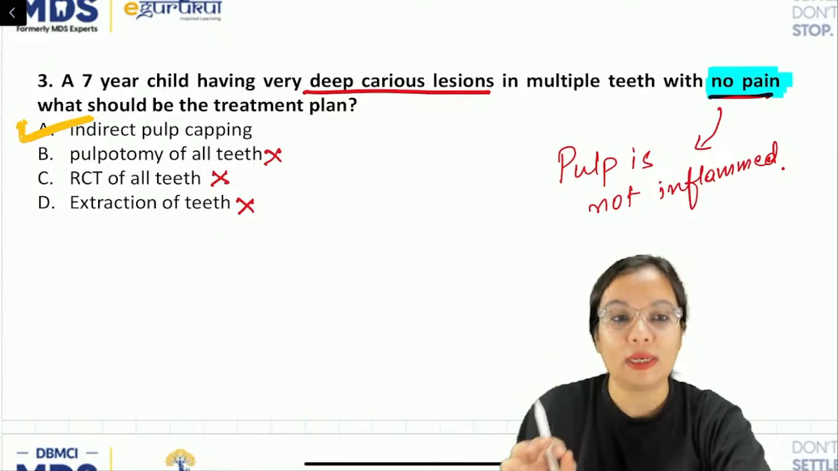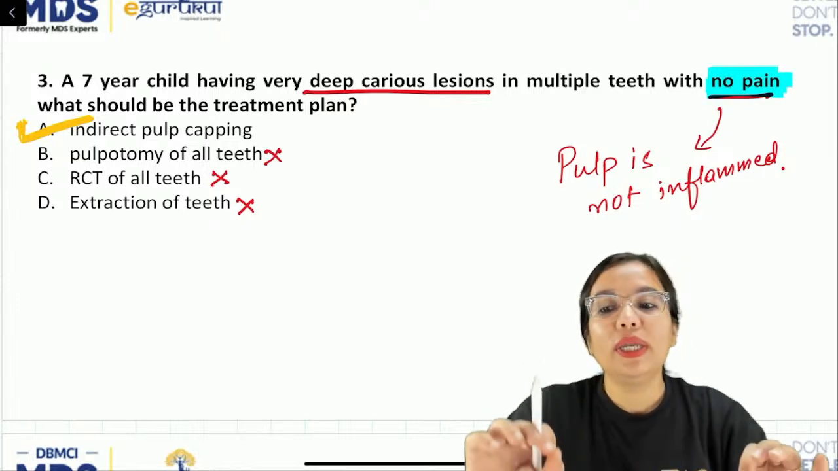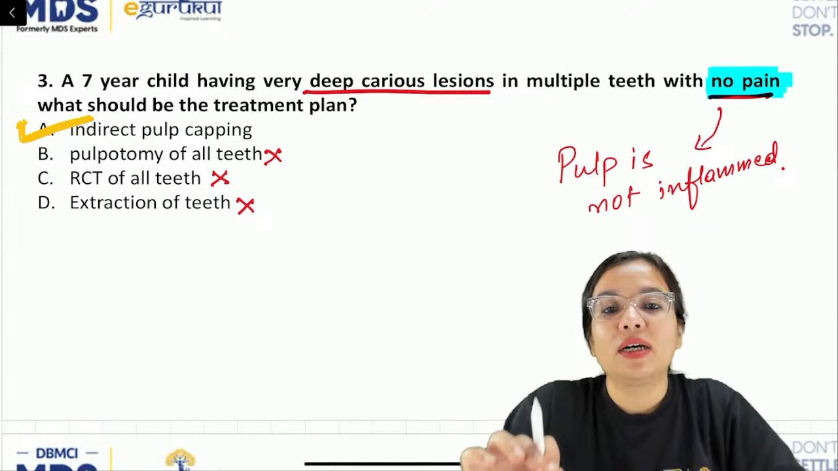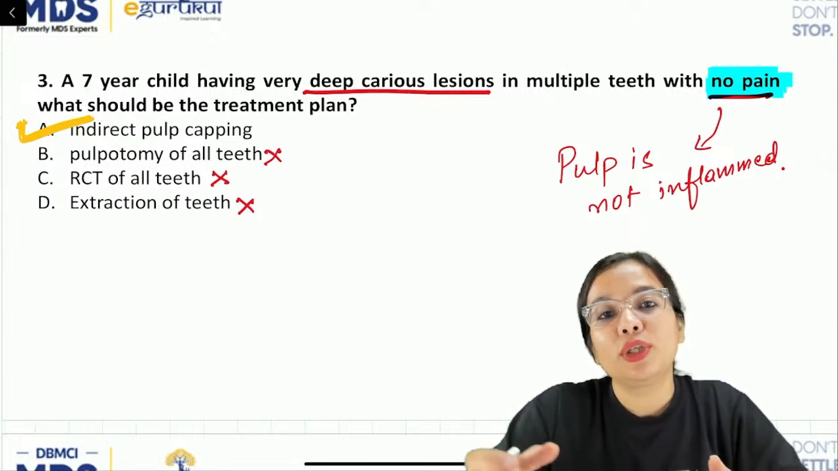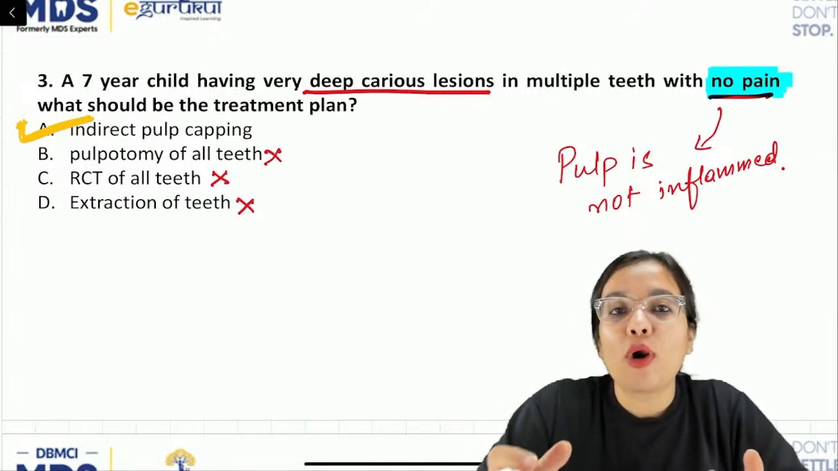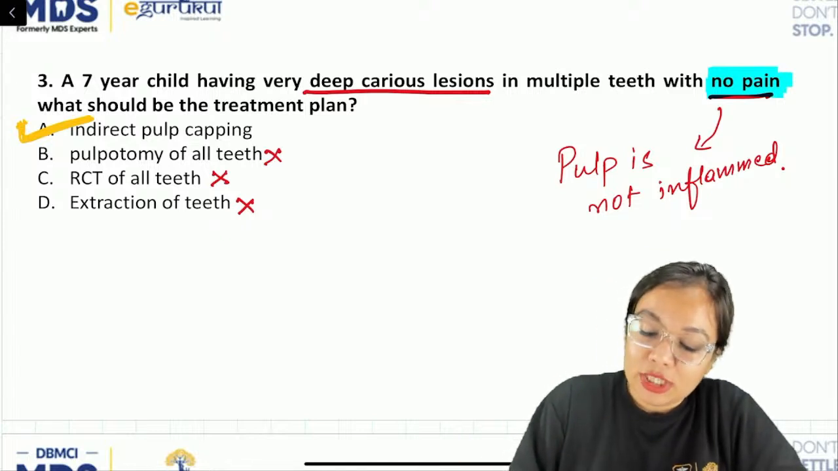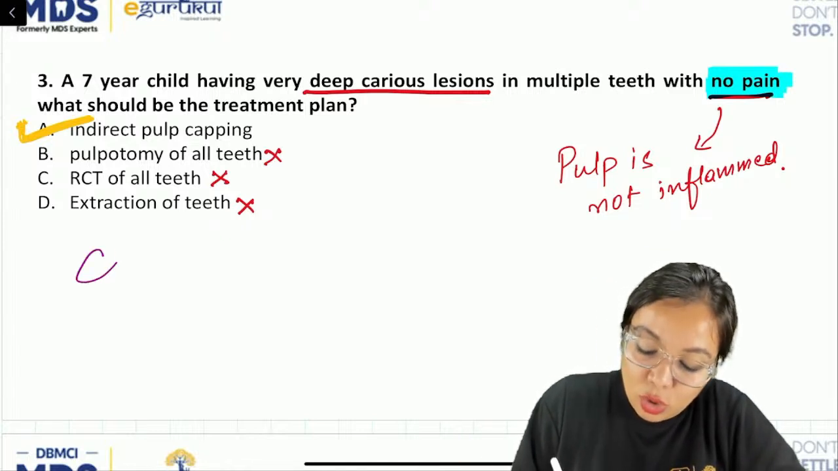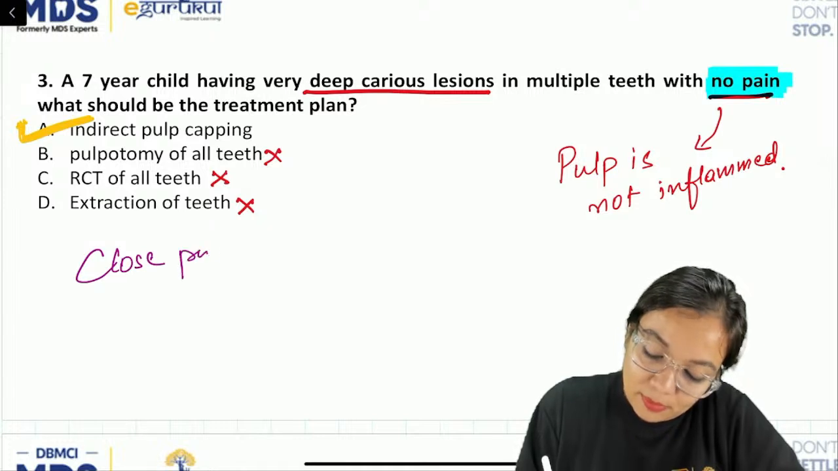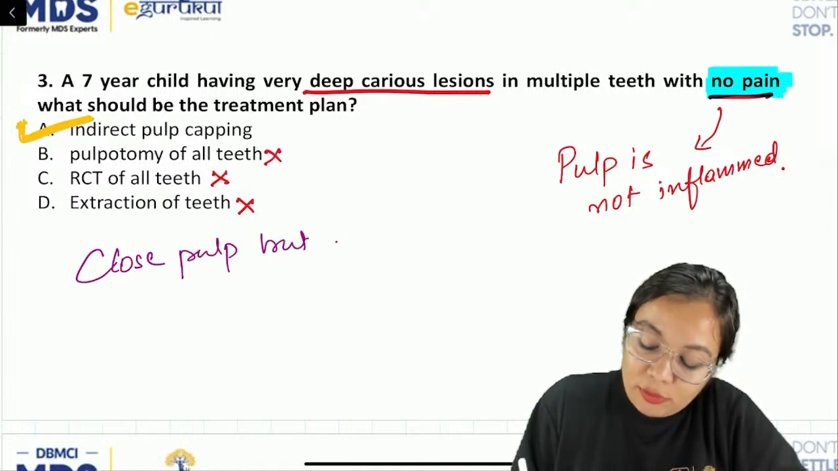Okay. So indirect pulp treatment is a procedure performed in a tooth with deep carious lesions approximating the pulp. So the lesions that are close to the pulp but not involving the pulp.